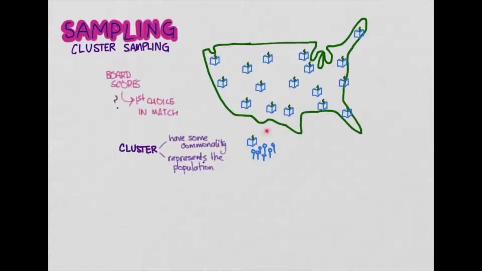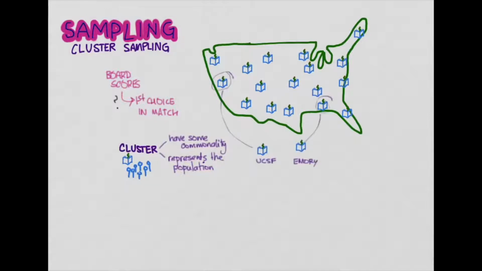So we could say we're going to make our clusters a medical school. That is what we're going to use as our cluster. So let's move this out of the way. This is our cluster. It's going to be a medical school. And now what we do is we randomly select from our group of clusters. We randomly select some clusters. So we'll pick, here, let's pick UCSF. We'll take this one.